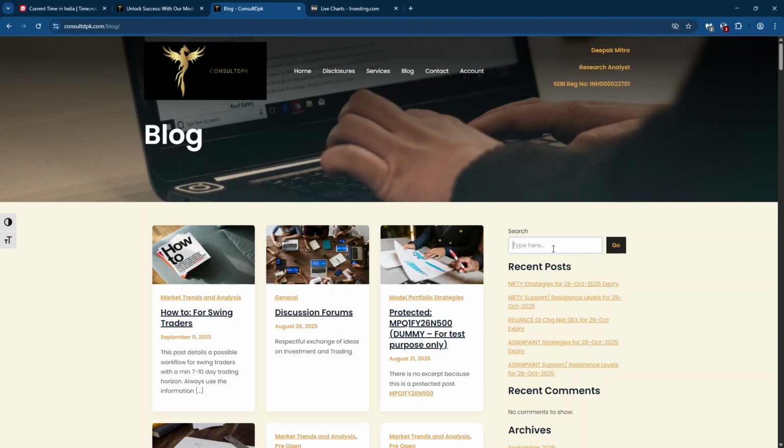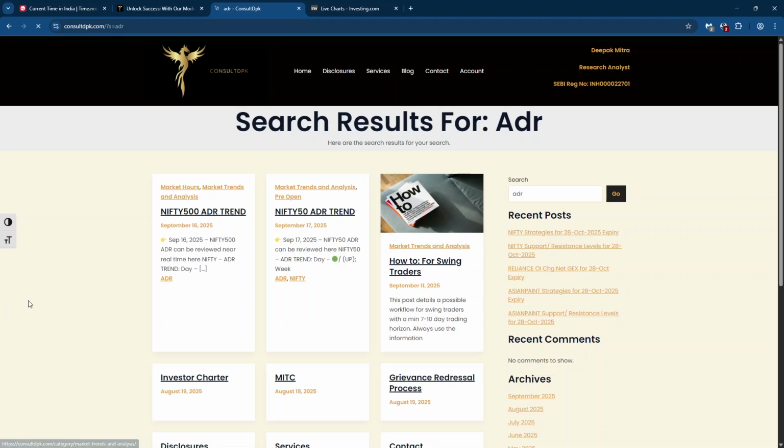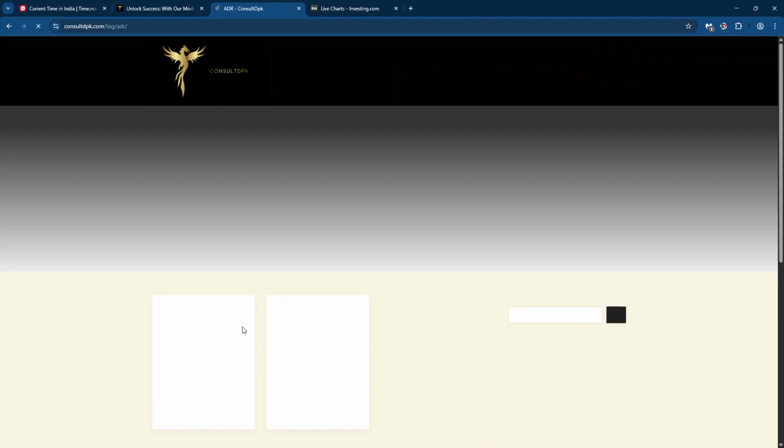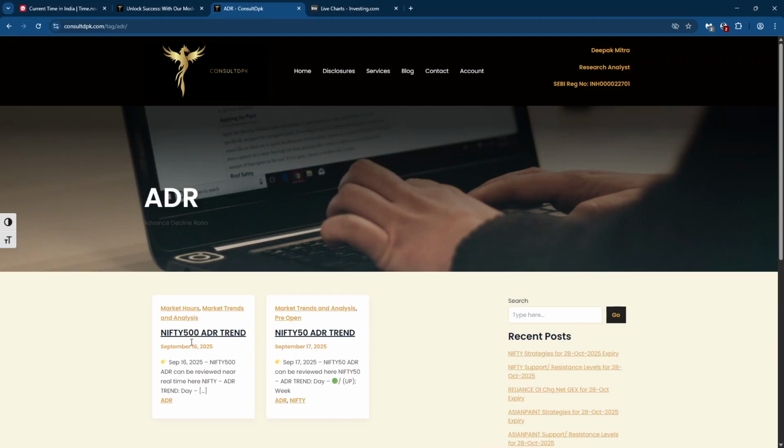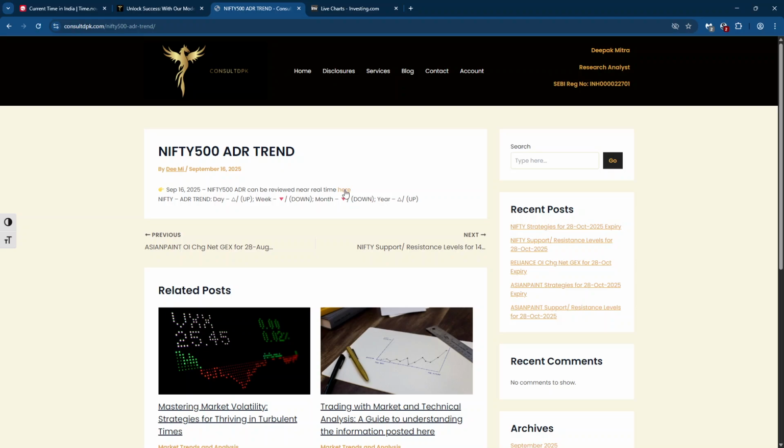Firstly, we go to the blog page and search for the ADR tab. Here we click to open the chart. This chart shows multiple trend lines for the yearly primary trend, monthly secondary trend, bi-weekly and daily minor trends. You can select the time frame best suited to your trading style and drag the slider below to give a narrower view of the time frame.